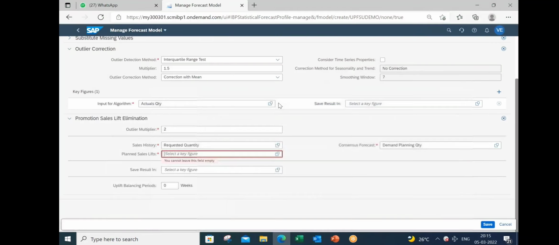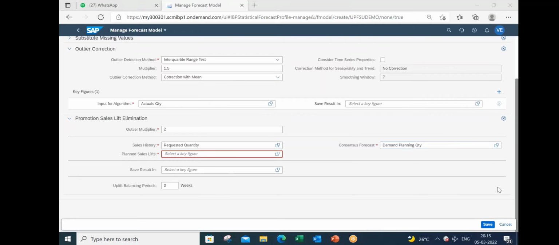And you can tell the system that is the sales lift you want to use, and you have to give your consensus forecast key figure, which is your final demand key figure. We will see this again, but just remember consensus forecast key figure is your final forecast key figure. So you have to give that key figure and select this sales history and promotional sales lift. If you want to use this, you can use this one as well, if you are using only promotional planning, otherwise you shouldn't be using this.